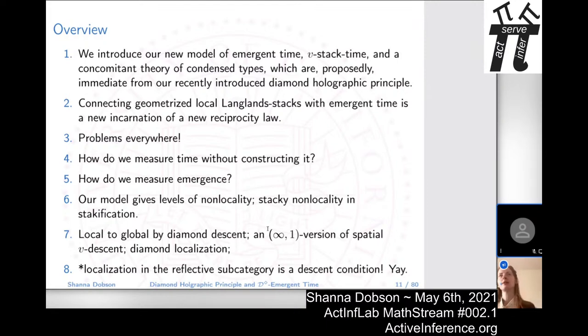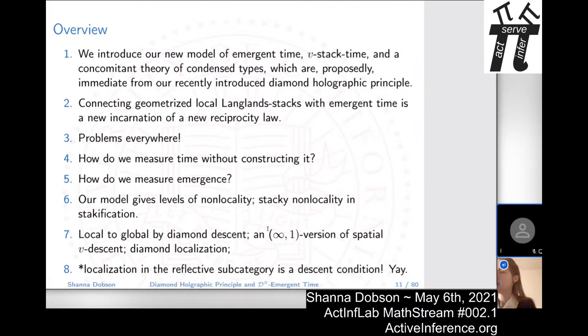So you can do local this. One of your awesome members of the community was asking me, what are you talking about with this local global? Meaning the local singular now is where I'm existing now. And then of course, you have your unicorn constellation time on Aceros and all this other stuff. So there's a play here between taking in information and then existing. You can do this by this diamond descent. I told you this gluing, and that's going to be an infinity one version of spatial V descent, which is Peter Scholze's work. Diamond localization.